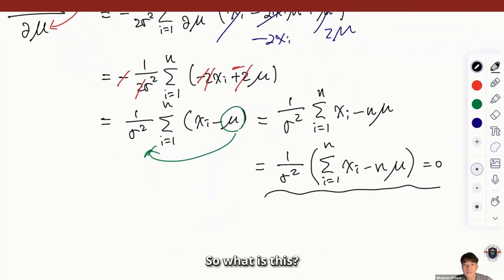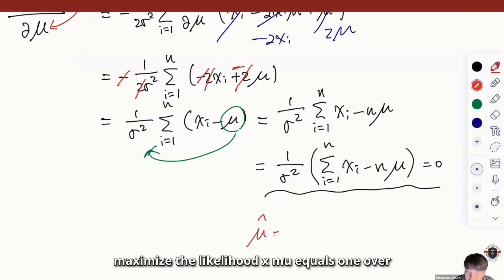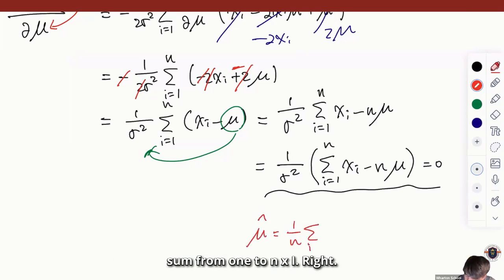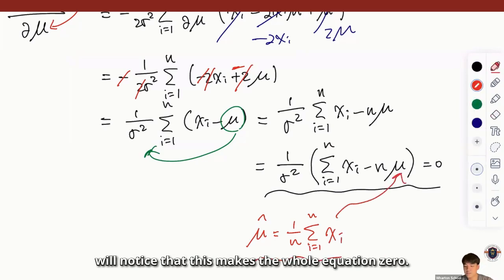So what is this? This makes our maximum likelihood 0, right? So what is the estimated population mean that maximizes the likelihood? Mu equals 1 over n, sum from 1 to n of xi, right? If you place this here, you would notice that this makes the whole equation 0.